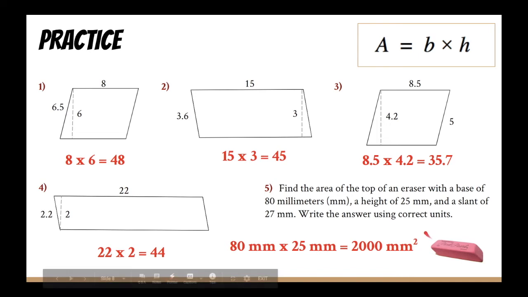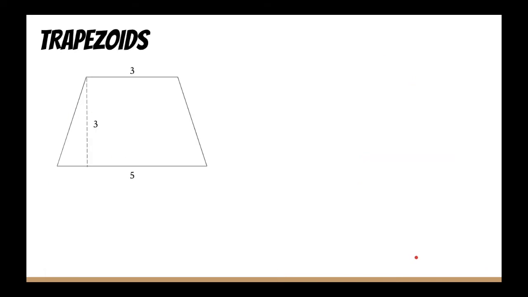We can disregard the measure of the slant since it's not part of the area formula. The height times the base is equal to 80 millimeters times 25 millimeters, or 2,000 square millimeters. Finally, for the last shape we'll be covering today, trapezoids.